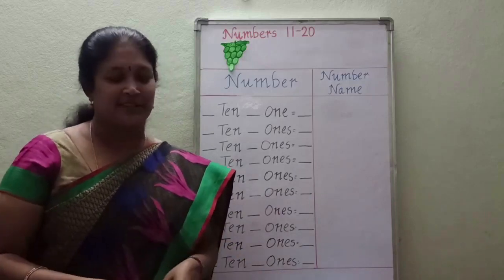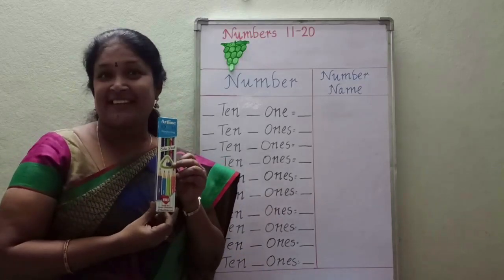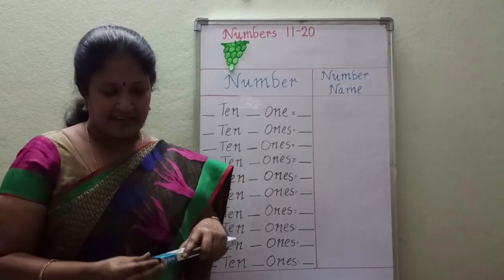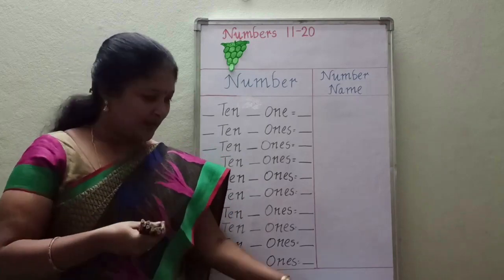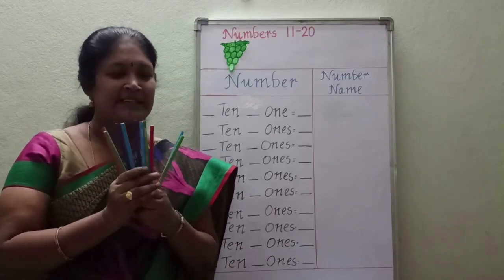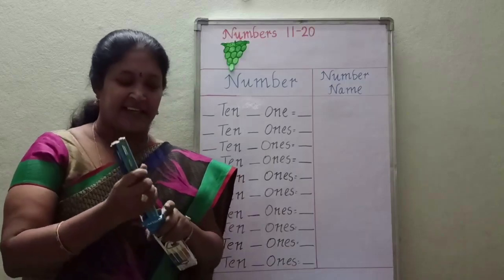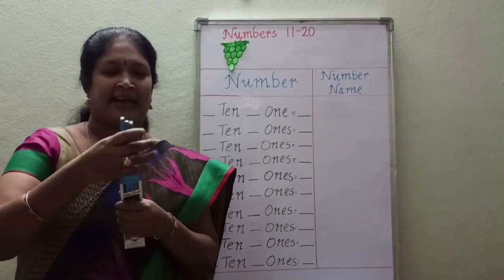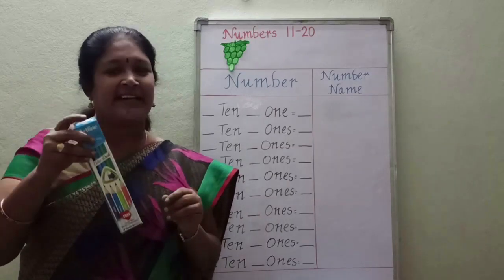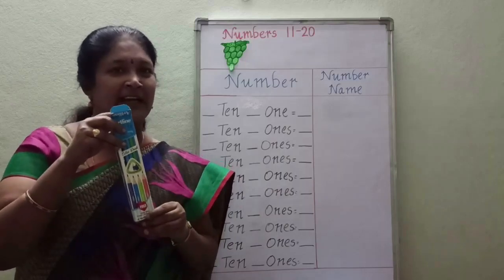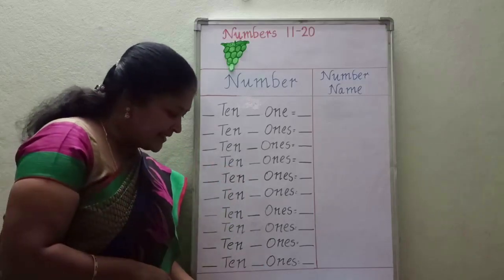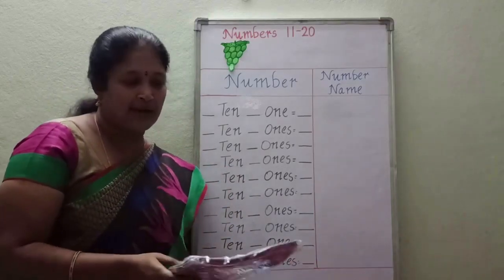Now I am going to show you something. What are these, children? Yes, pencils. Let us count how many pencils are there in this. So see children here, 10 pencils are there. So how are these 10 pencils arranged in this box? In this packet, these 10 pencils are arranged, 10 pencils as a set. So 10 pencils, how many packets? Only one. One box of pencils. So here 1 ten equals 10 ones.